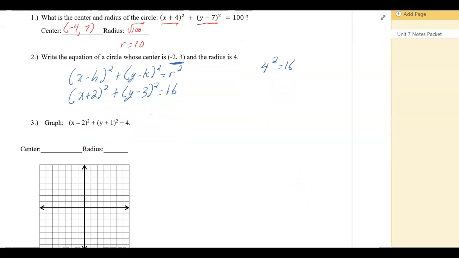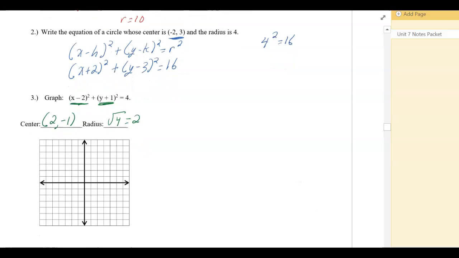Again, if you want to pause the screen and try the problems on your own, please do so. So looking at problem number 3, we take the opposite, so 2, negative 1 is going to be the center. The square root of 4, which is equal to 2, is the radius.